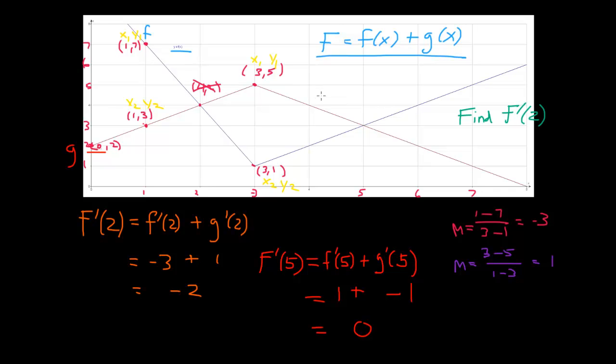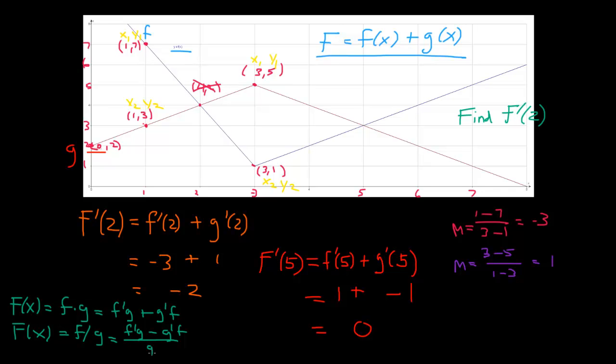Now soon, maybe in the coming sections, we'll have these same type of questions, except we'll have scenarios where capital F of x equals f times g, or maybe capital F of x equals f divided by g. At that point we'll have different rules for how to deal with the product or the quotient of two functions. The product will be f prime times g plus g prime times f, so we'll have to find 4 things. Here we only need to find 2 items. For the quotient, it's f prime times g minus g prime times f, over g squared.